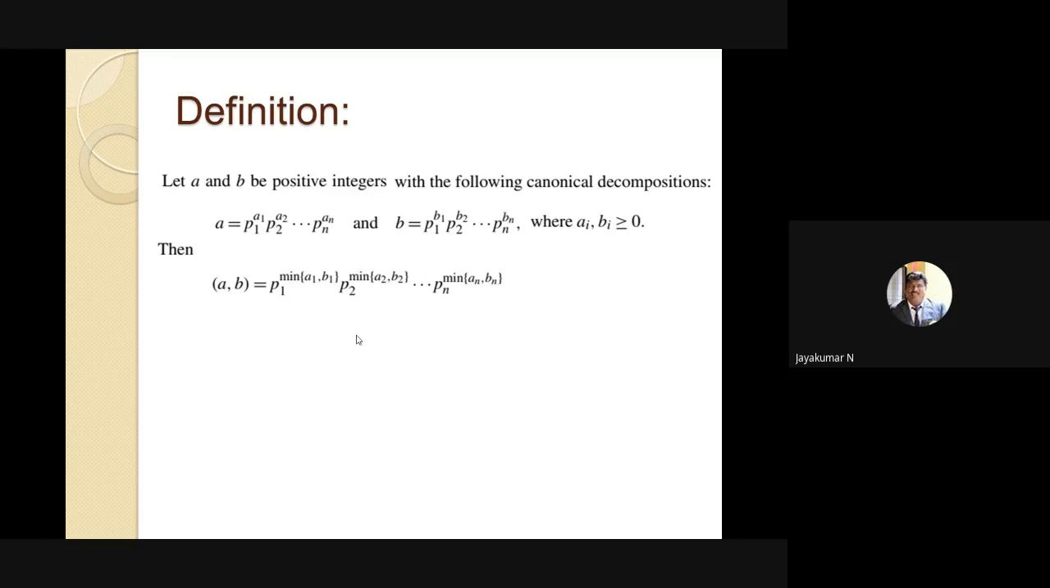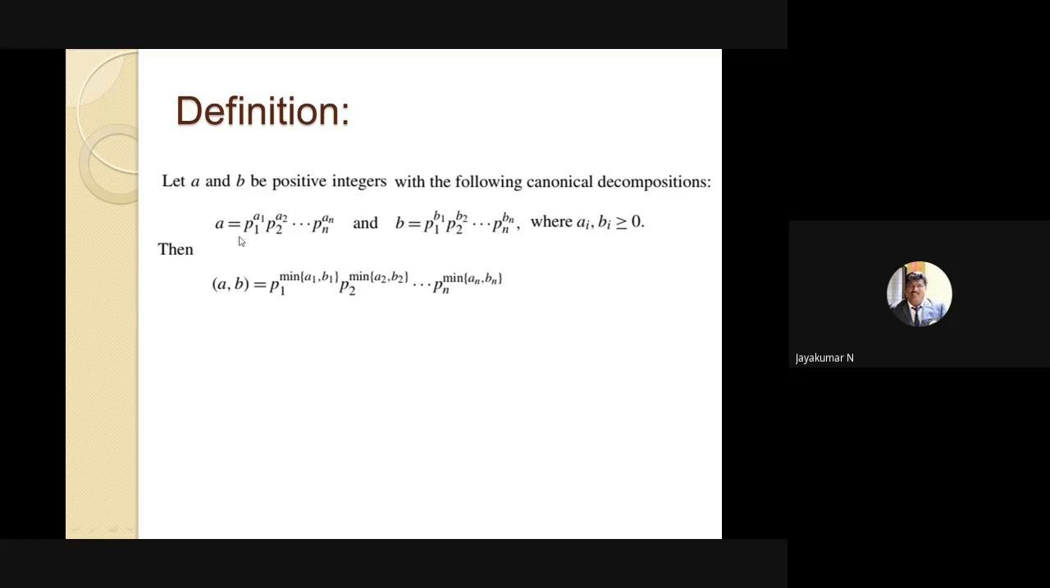This is also a definition of GCD. There is a 2-mark problem. Definitely they will ask a 2-mark problem. Let A and B be positive integers with the following canonical decomposition. Canonical decomposition means A can be represented as a product of prime numbers, with the prime numbers in ascending order. Similarly, B is another integer, also represented as a product of prime numbers in ascending order. The powers A1, A2, An are positive integers.